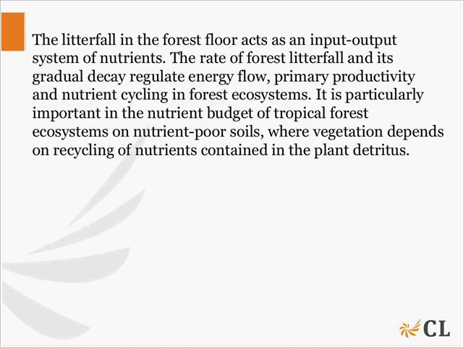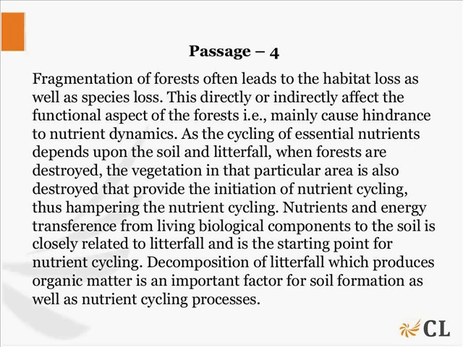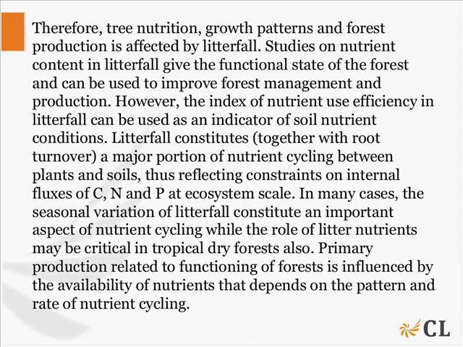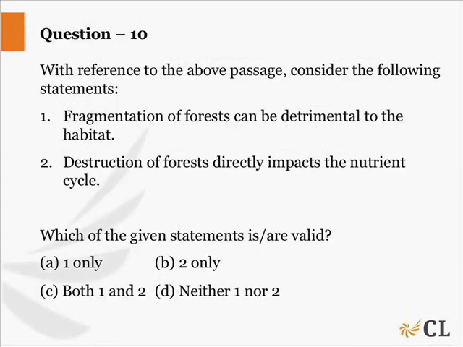तो फ्रेगमेंटेशन की बात ओपनिंग पैराग्राफ में की गई है और कह रहा है फ्रेगमेंटेशन ऑफ फॉरेस्ट ऑफन लीड्स टू हैबिटेट लॉस एज वेल एज स्पीशी लॉस. This directly or indirectly affect the functionality, etc. लिखा हुआ. अब ध्यान देने वाली बात है fragmentation of forest often leads. Often का मतलब ये नहीं होता है कि हमेशा होता है, often का मतलब होता है कि अक्सर होता है. So यानी कि मैं इसमें श्योर नहीं हो सकता हूं कि हमेशा होता है. इसका मतलब मैं इसके ऊपर क्या लगाऊंगा, कैन. तो फ्रेगमेंटेशन ऑफ फॉरेस्ट कैन बी डिटर्मेंटल टू द हैबिटेट. अगर इस ऑप्शन में विल होता तो ये ऑप्शन गलत होता पहला वाला, क्योंकि मैं श्योरिटी की बात नहीं कर रहा हूं, यहां प्रोबेबिलिटी की बात कर रहा हूं, जो कि मेरा पैसेज भी कह रहा है.